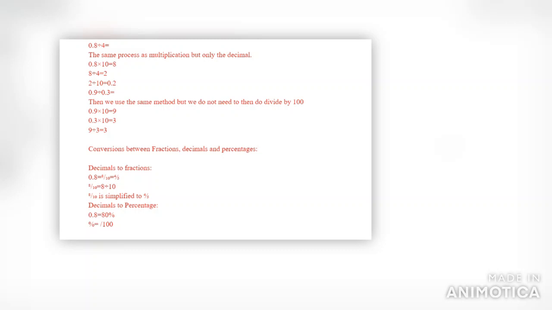And decimals to percentages: 0.8 equals 80%. That is because a percentage is when the denominator is 100, and if we had 80% here, 80 is the numerator. So 80, as we discussed earlier, is numerator divided by denominator. So 80 divided by 100 equals 0.8.